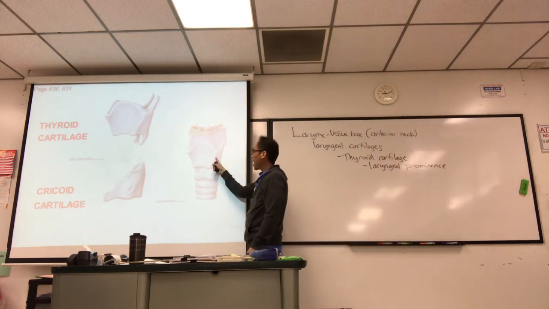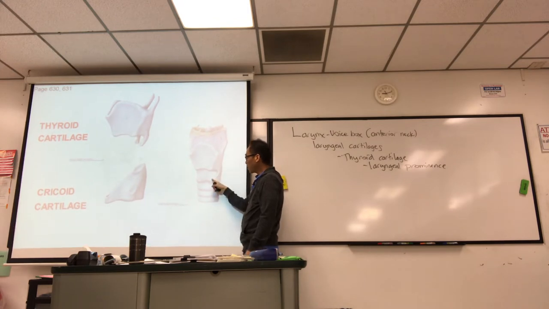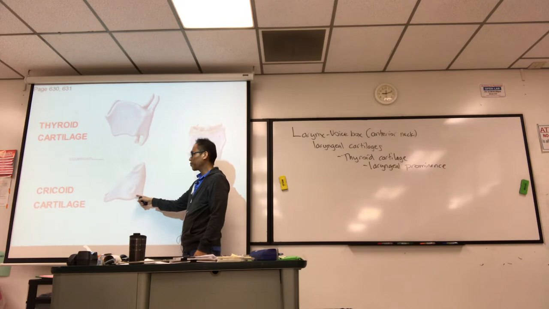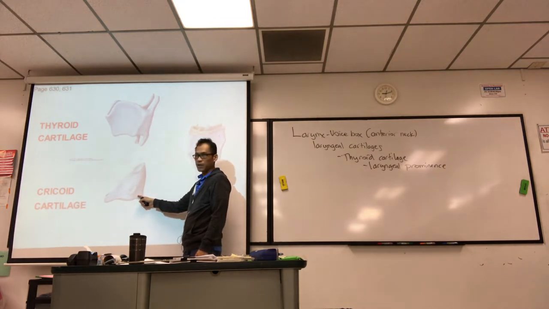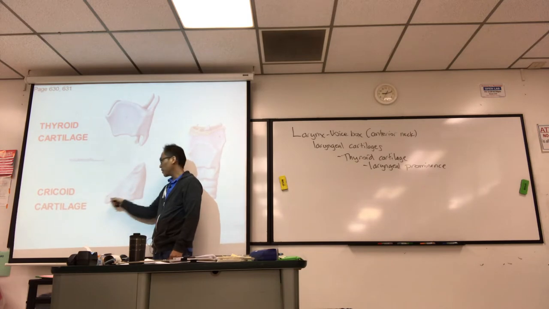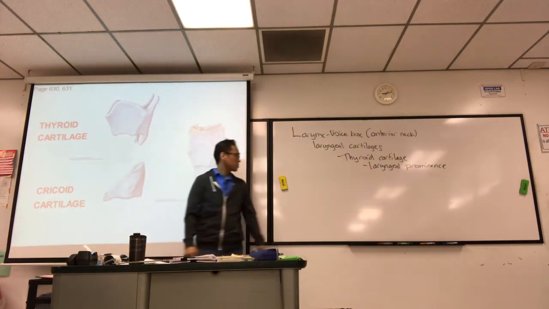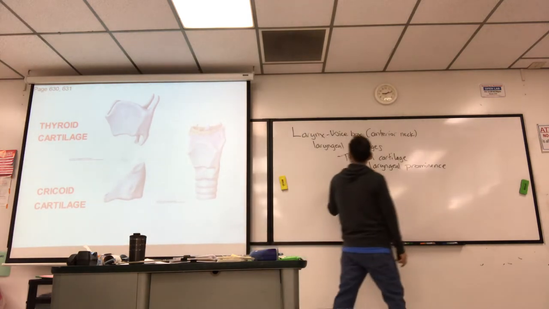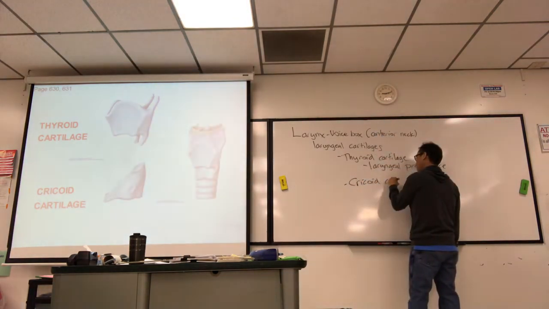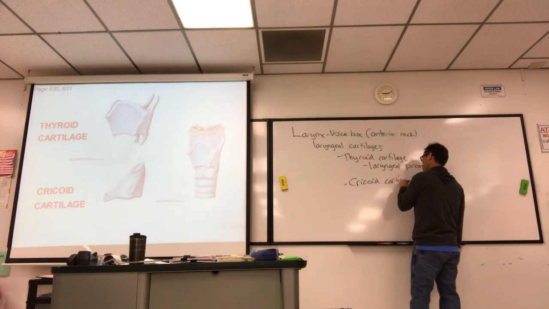All right, so there's that thyroid cartilage. And right below it is this ring-shaped cricoid cartilage. Cricoid means ring-shaped, so it looks like one of those class rings. On the front is like the band of the class ring, and then that's the ring part. So now you have one cricoid cartilage.